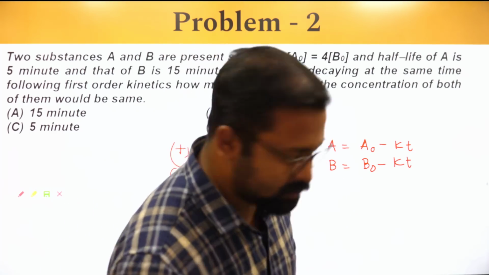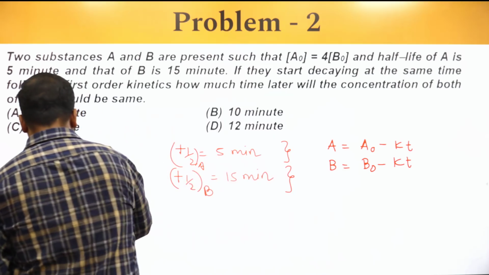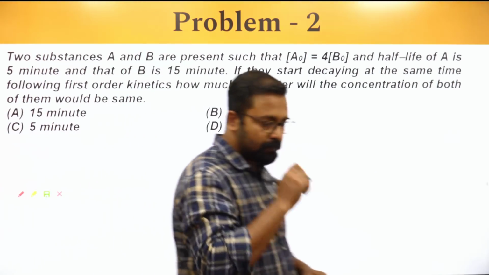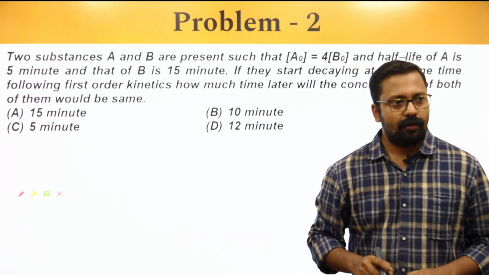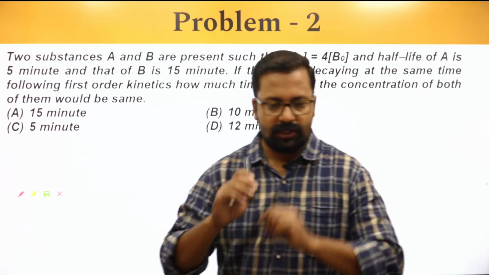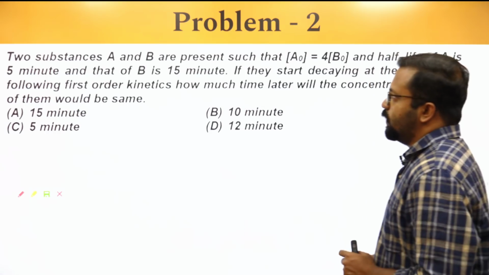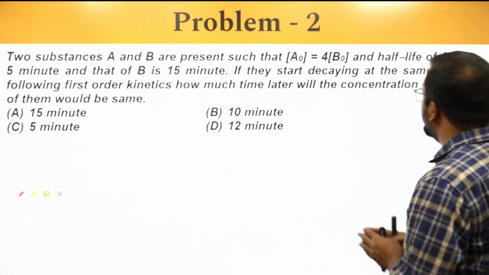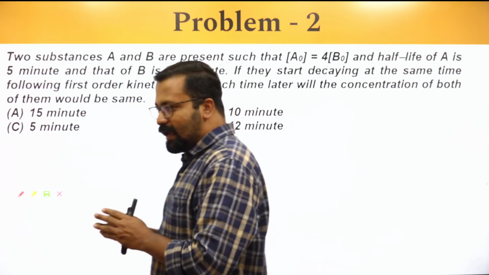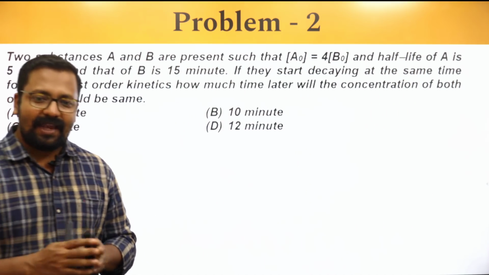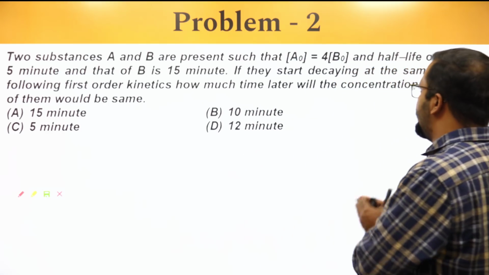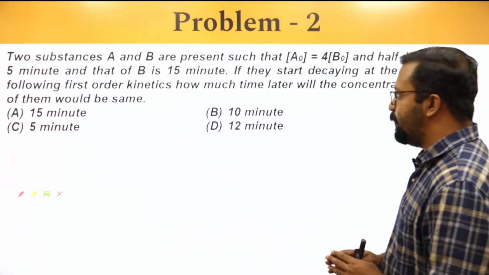Okay, thank you. So let's restart this question. Two substances A and B are present in such a manner that A naught is equal to 4B naught and half-life of A is 5 minutes and B is 15 minutes. At the same time, they are following first order kinetics. How much time later will the concentration of both be the same?